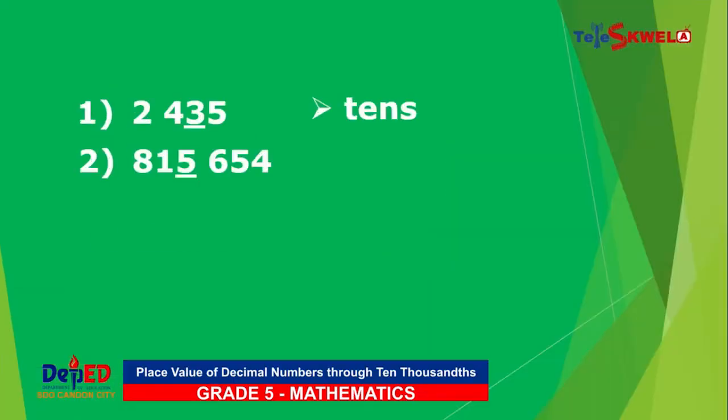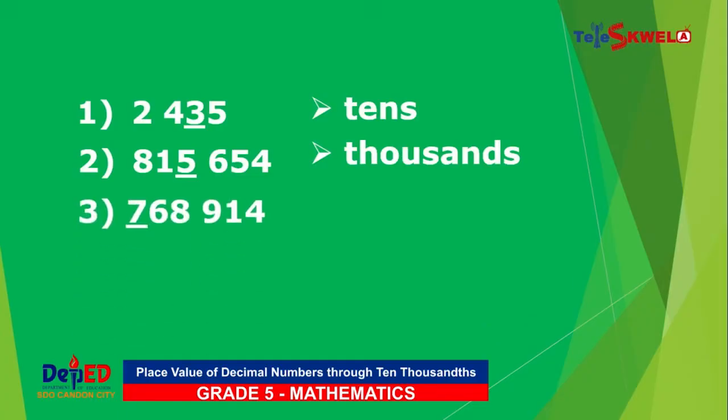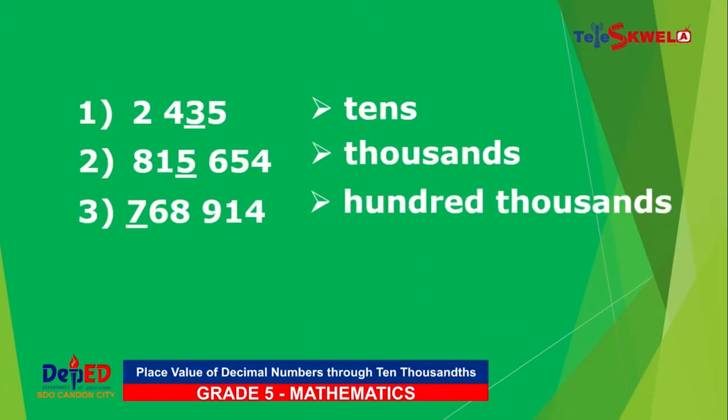Number 2, 815,654. What is the place value of 5? 5 is in the thousands place value. Number 3, 768,914. What is the place value of 7? 7 is in the hundred thousands place value.